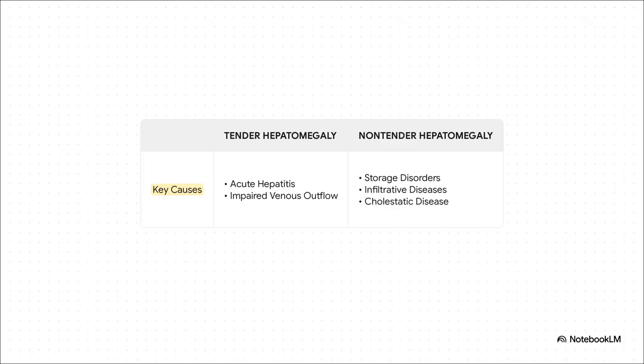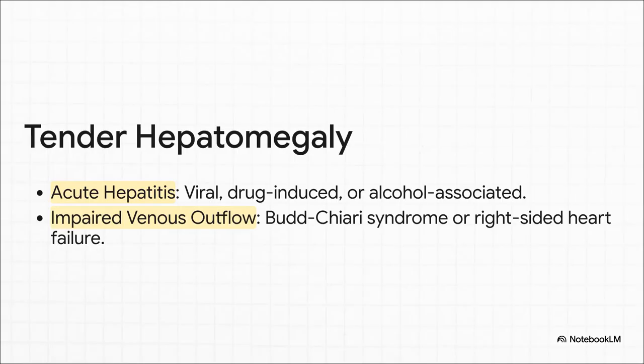This one branching point makes a massive, intimidating list of causes so much more manageable. So let's look at that acute and angry category first. For acute hepatitis, you're thinking about things like viruses, certain medications, or alcohol causing really fast inflammation.